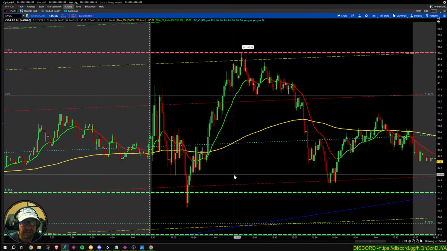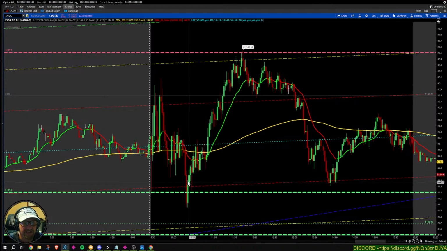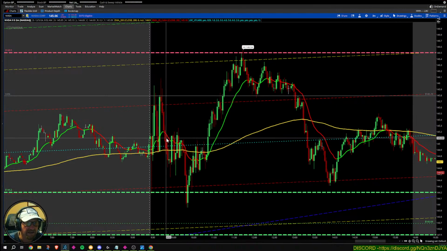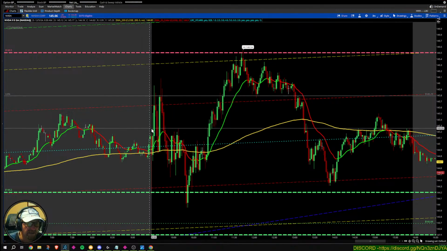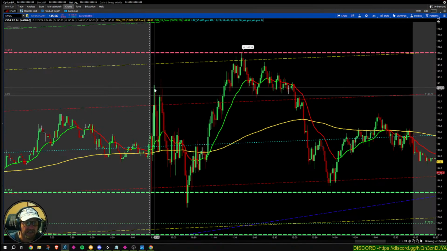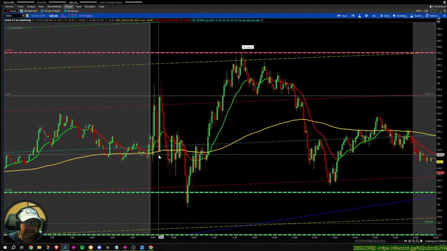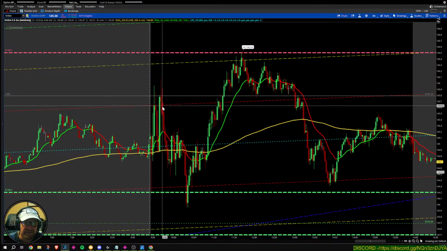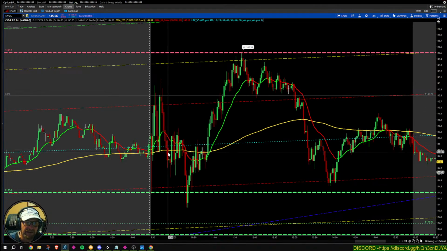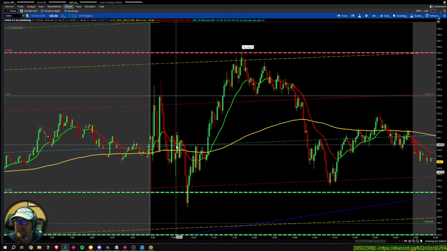So I got in NVIDIA right here. I took it up. I got some profit. It came back down. I added on this push up, took profit again. Then it came all the way down and I exited right here. So it was only a 76.